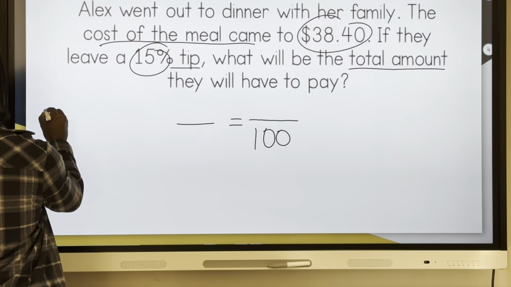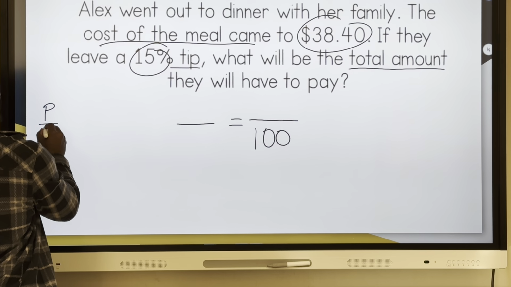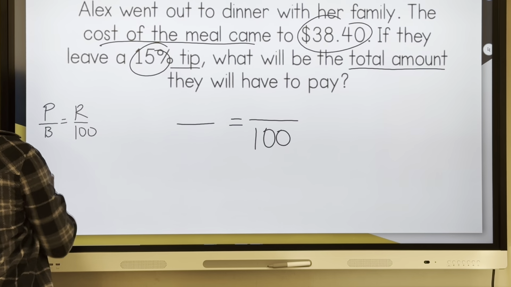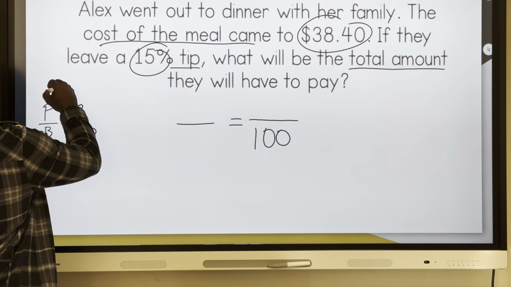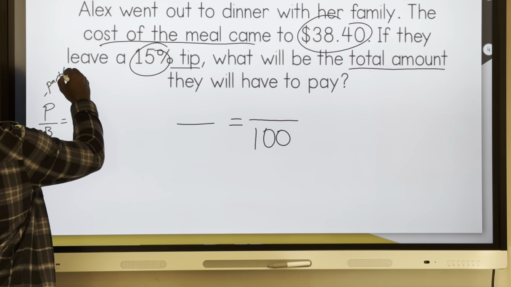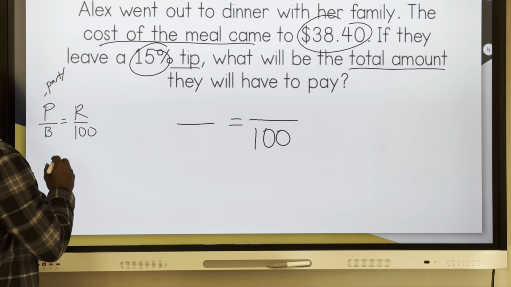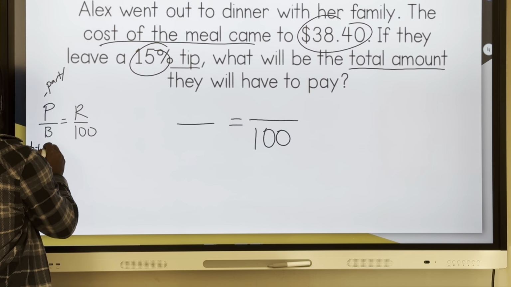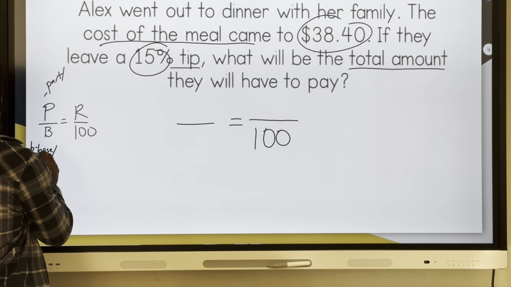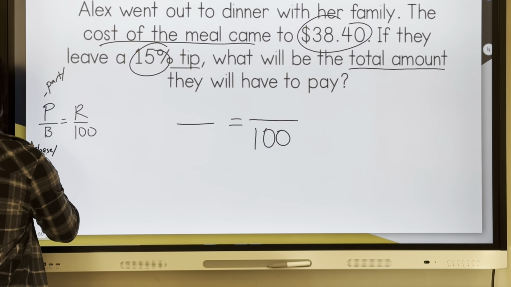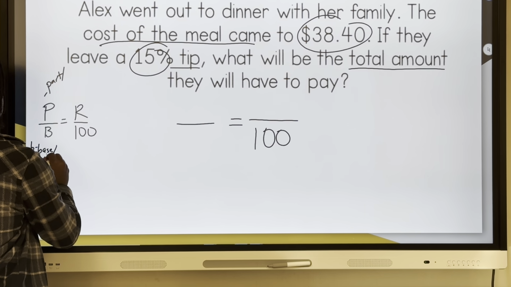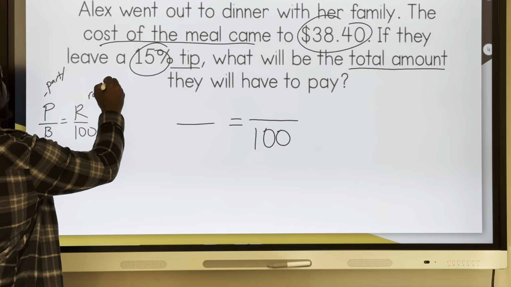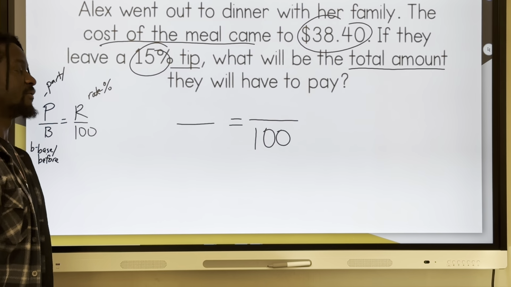Okay, if we will remember, this was the proportion that I gave you to set it up. R being the part or the percentage or the portion that you are figuring out. B is the base, okay? That is the original amount or the amount before, okay? The R is the rate, and the rate always is the number with the percent, all right?